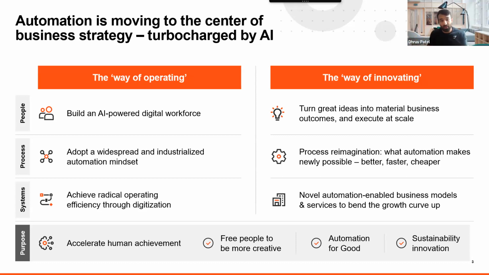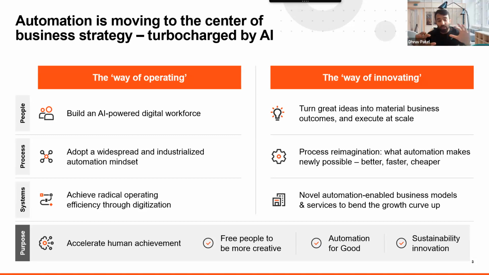Automation as a whole, inclusive of AI, is moving to the center of business strategy and really turbocharged by AI, across everything you do. The way you operate, as well as the way you innovate across your people, processes, and even your systems within your organization. And the goals of all of this, bringing together automation powered by AI and bringing AI to your employees and to your business, is really to do a couple things. Accelerate human achievement, free people up from the mundane, repetitive work to be more creative. Focus on the more strategic, creative activities within your organization that can really add a lot of value, drive automation for good, and really sustainable innovation. Finding ways that you can innovate, make your organization more efficient, and be on that cutting edge of bringing new technology into your organization.